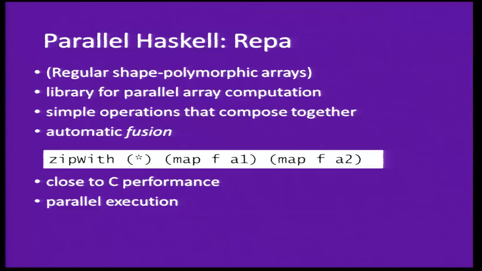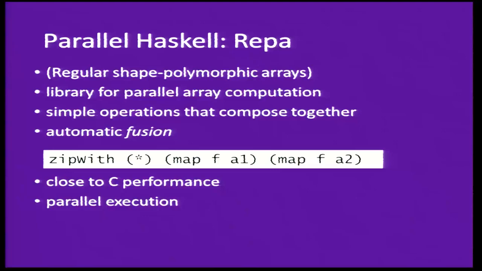So one more programming model that I want to mention is called Repa. Whereas the previous two examples were focused on parallelism for typical Haskell programs, so general purpose parallelism, Repa has a much more narrow focus. It's focused on parallelizing array computations, which tend to crop up quite a lot in the kind of things that you want to do in parallel programming. But the approach that Repa takes is that it gives you a set of very simple operations that you can compose together to implement your algorithms.